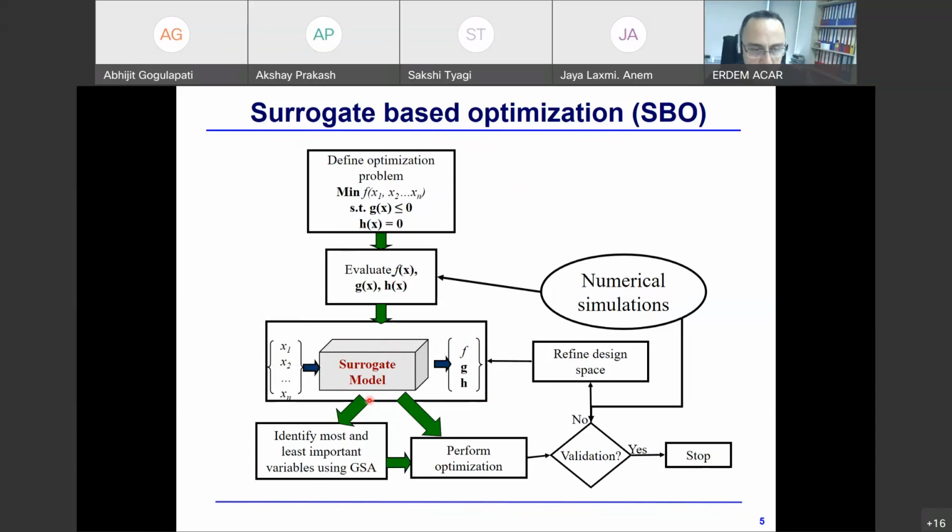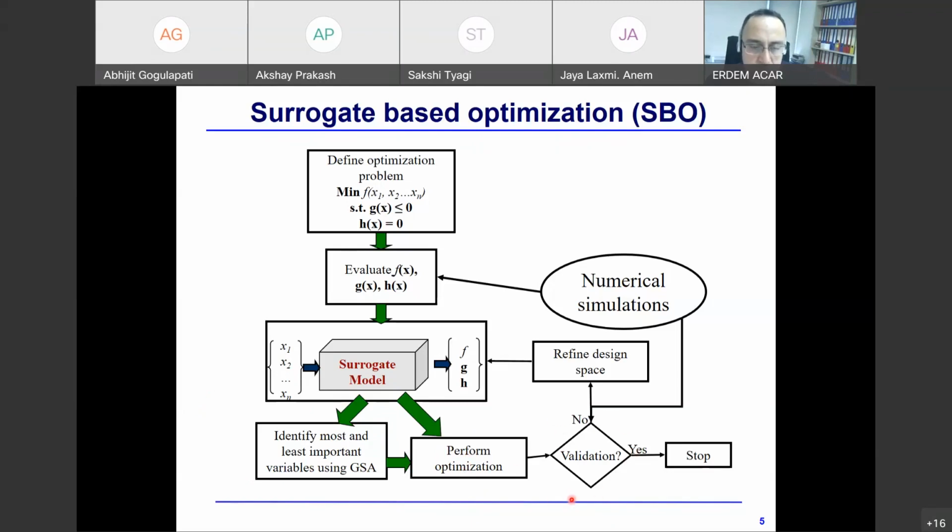Then we can either go this way by identifying the most and least important variables using some global sensitivity analysis and delete the least important ones and go with the important ones. Or we don't have to go this way. We go with all the important and least important variables and perform optimization. After we perform optimization, there is a validation step.